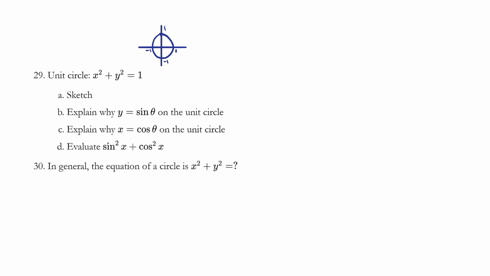And the coordinates would actually be 0, comma 1. This would be 1, comma 0. This one would be 0, comma negative 1, etc. This would be negative 1, comma 0.